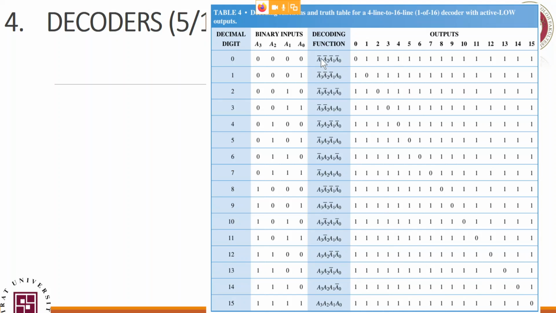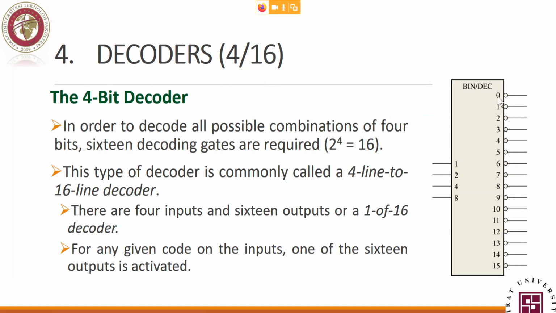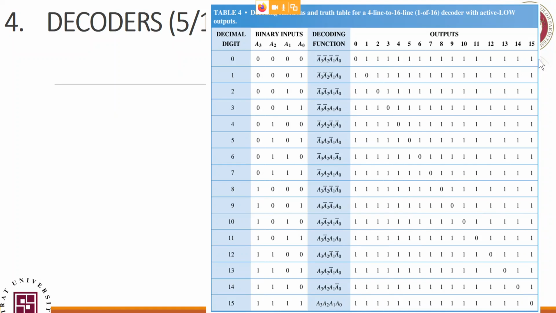For A3 bar, A2 bar, A1 bar, A0 bar, all of them, if all of them are negated like 0, 0, 0, 0, then we get 0, right? This is a binary number. If you decode it to decimal, all zeros is 0 in decimal also. Do you remember when I told you this is active low? So all of them will be 1s except for 0, it will be 0. So if you invert, all those zeros, this one is 1. That means the output will be just 0.